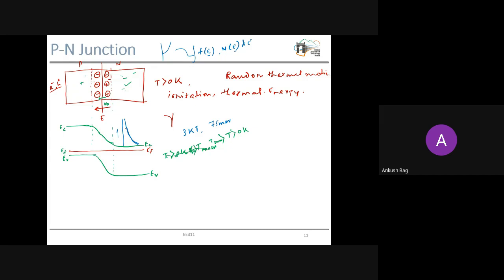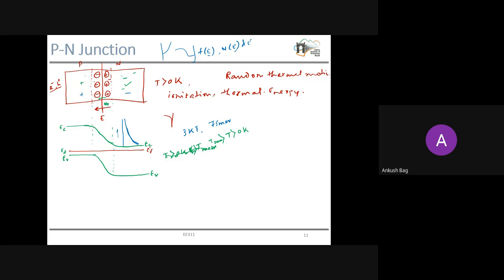Now all these electrons have thermal energy. So here we have so many electrons. Now which electrons will go inside? Whatever we are discussing, we still have electrons here and holes here. Will they cross this depletion region and meet the other electrons or holes? What is the condition?